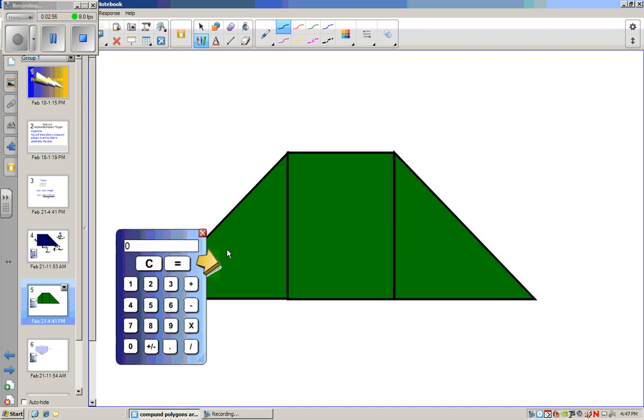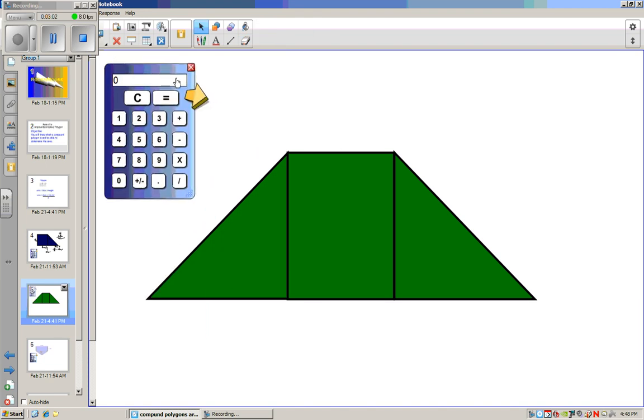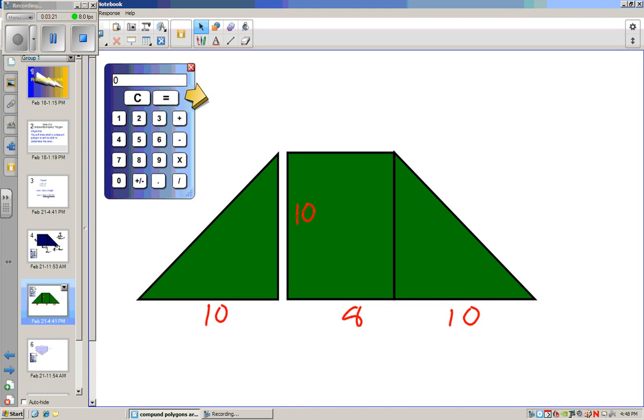If I go on to this next one, here's another example. Oops, sorry, I drew on my calculator. So let's say we know that this height here is going to be 10. And we know this is 10, this is 8, this is 10. Can we figure all these things out? Well, yes. Again, if we break this up, and I've made it kind of easy because there's lines there.